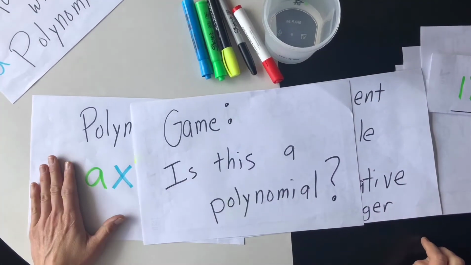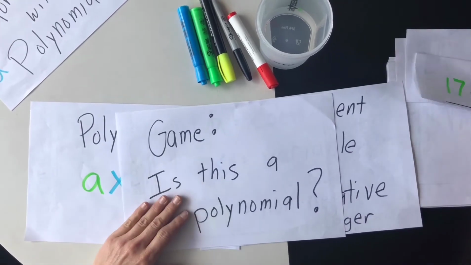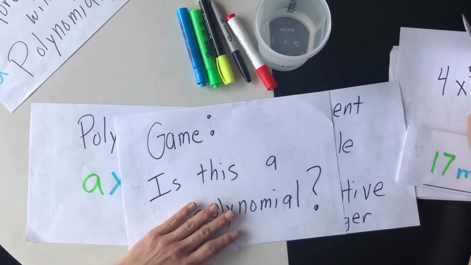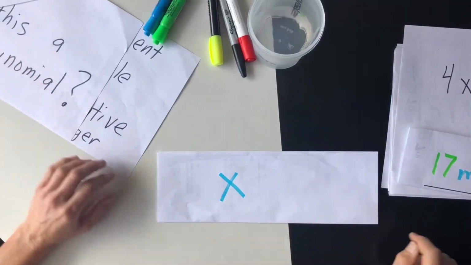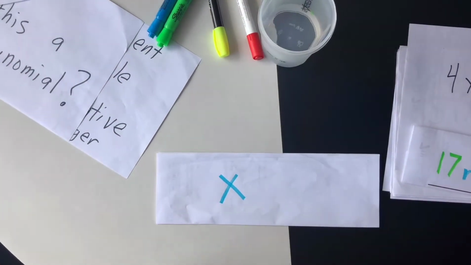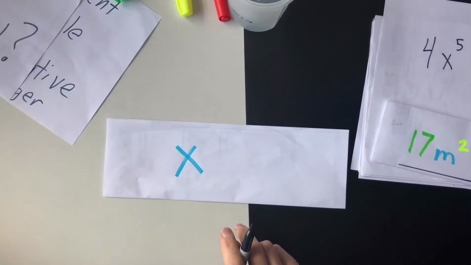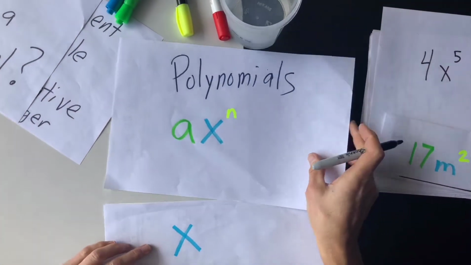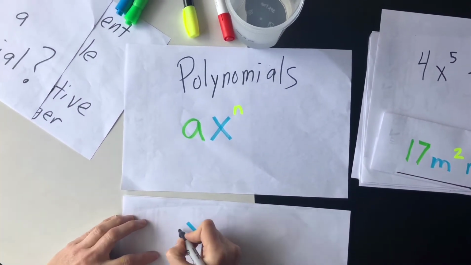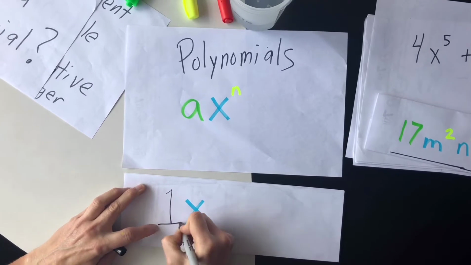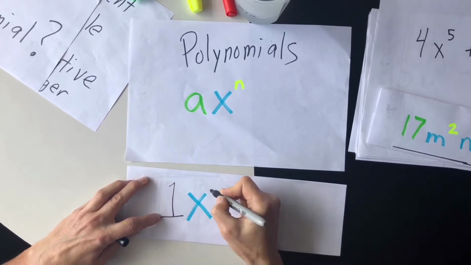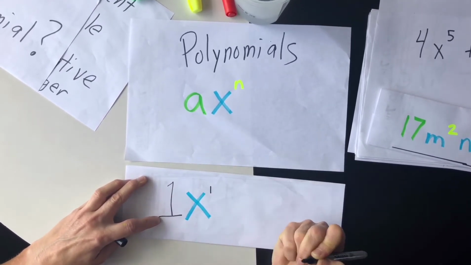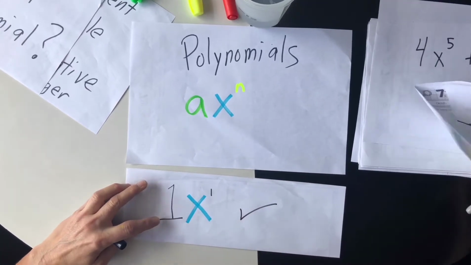Is this a polynomial? First case. X. Is x a polynomial? Let's see. Is it in the form of ax to the n? Is there an a? Yes, 1. x is the variable. n, what is the n? Another 1. So, yes it is. Next case.